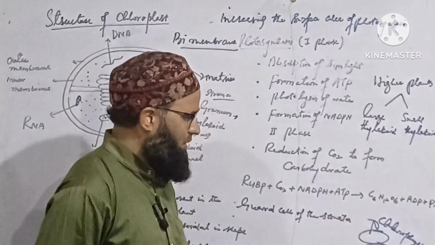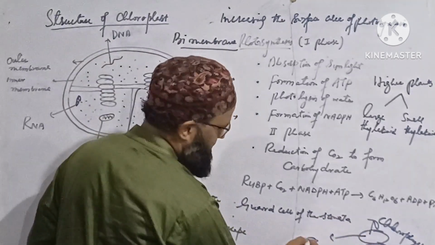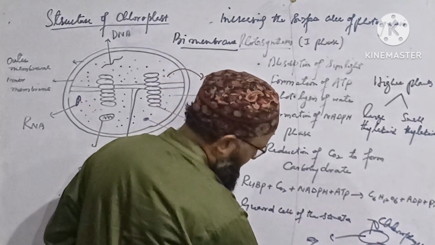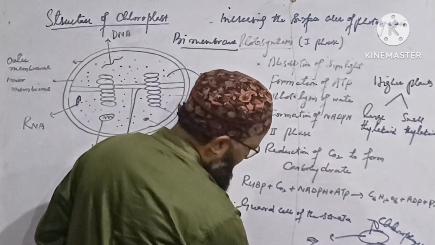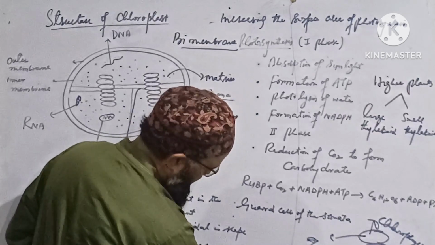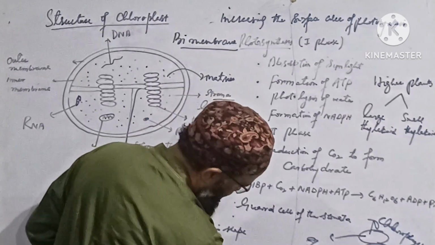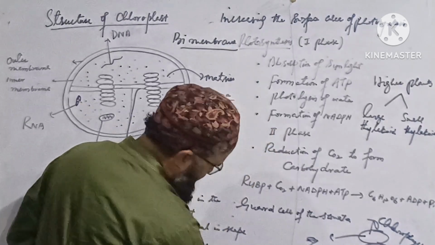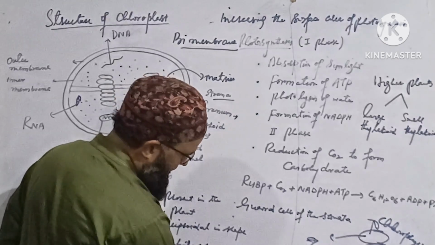After this, there are other pigments called accessory pigments. There are two types of accessory pigments. One is carotene and another is xanthophyll. Both the pigments are called carotenoids.